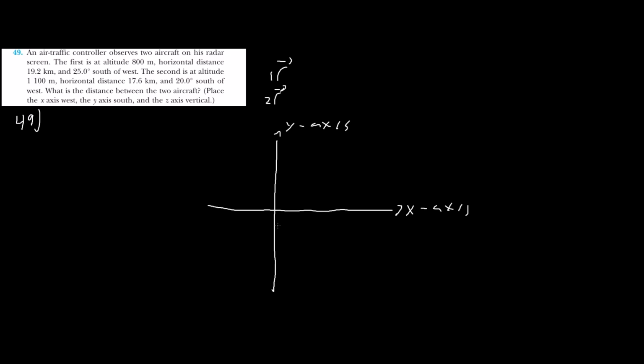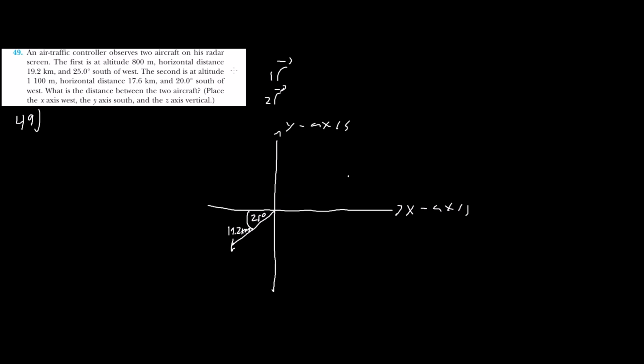This is how I normally notate these. So the first point is 19.2 kilometers. I'm going to call it R1. So R1 is at 25 degrees south of west. If I'm not mistaken, this is south of west. Let me double check that. So this is 25 degrees at a magnitude of 19.2 kilometers.